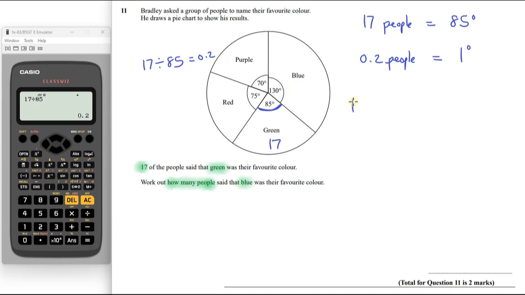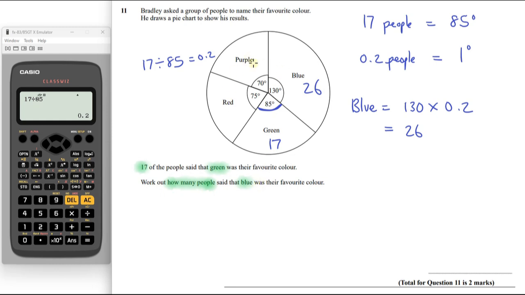For blue, we know that it's going to be 130 degrees. And we know each degree is 0.2, so we're going to times that by 0.2. And I can do that in my head. That gives us exactly 26 people. So there are 26 people who said blue. And that's what it's asking in the question: work out how many people said blue.